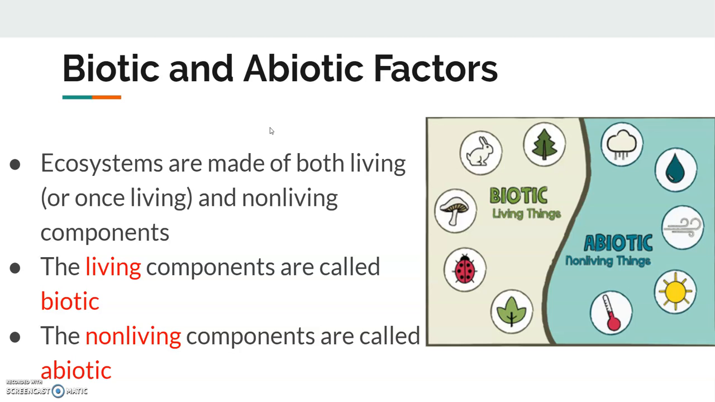Biotic and abiotic factors. Ecosystems are made of both living, or once living, and non-living components. The living components are called biotic. The non-living components are called abiotic. So examples of things that are biotic: trees, rabbits, mushrooms, ladybugs, leaves, humans, cats, bugs. Examples of abiotic, non-living things: clouds, rain or water, the wind, the sun, and heat, temperature.